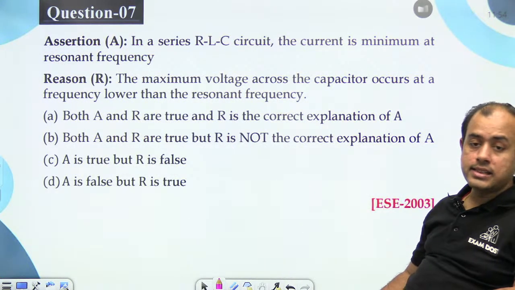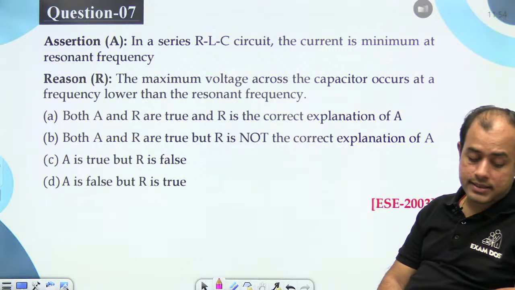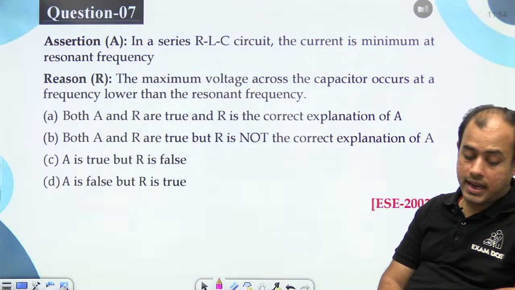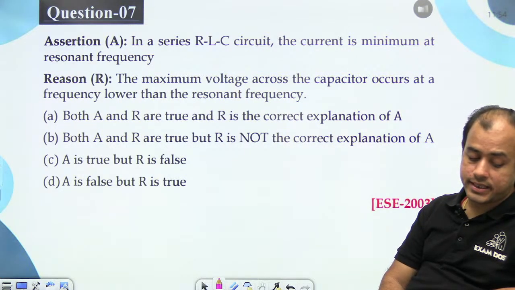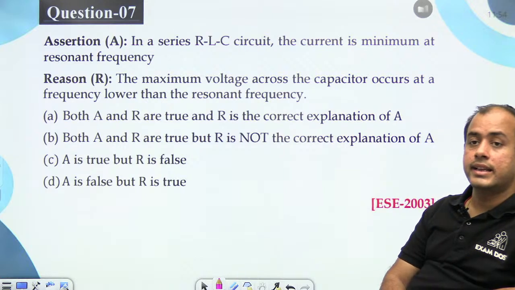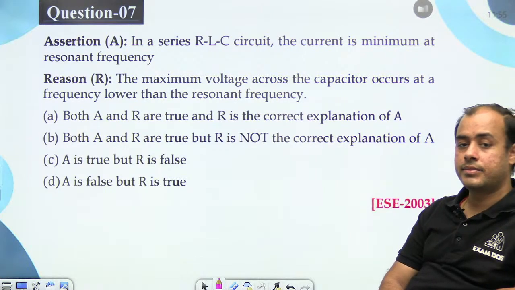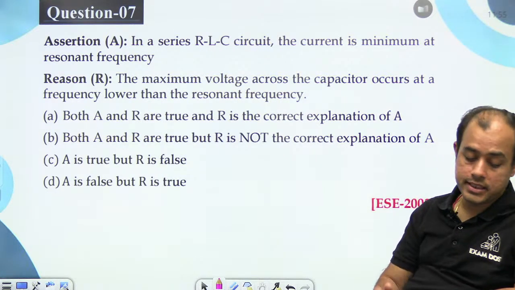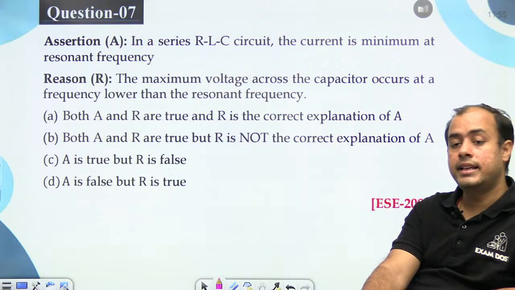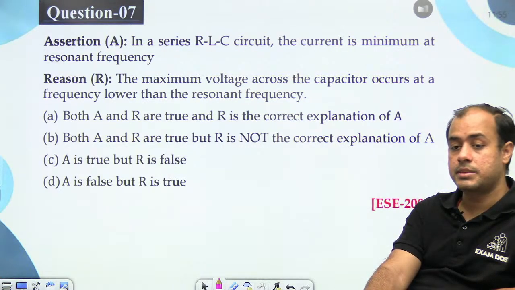In a series RLC circuit, current is maximum at resonance. Maximum voltage across capacitor occurs at a frequency less than resonance frequency. बताइए. Assertion reason.